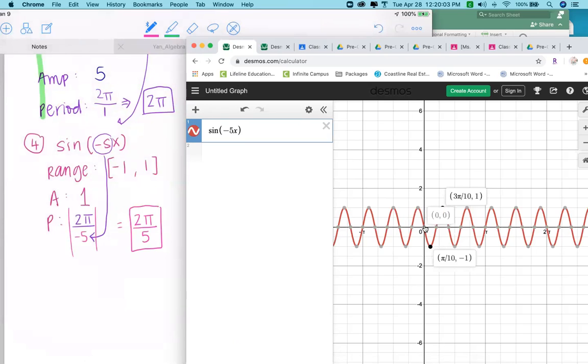And if you notice, we start from 0, we finish this S right here. This number, 2 pi over 5.